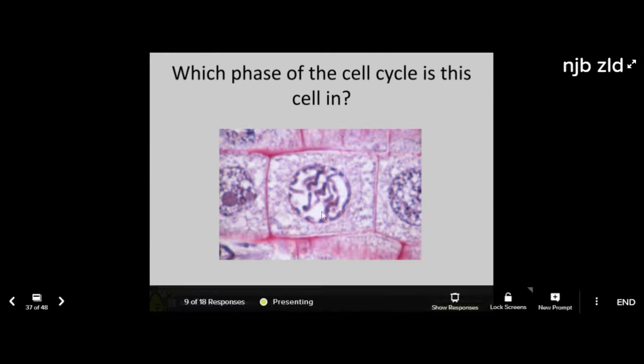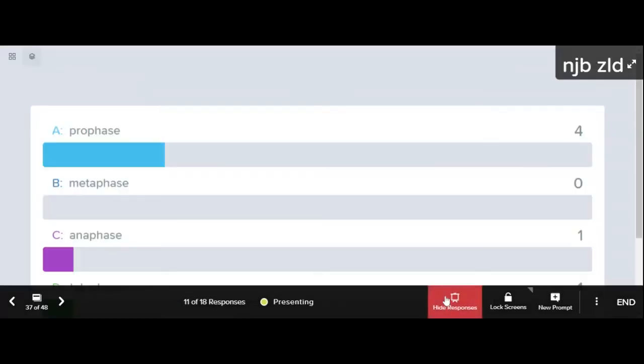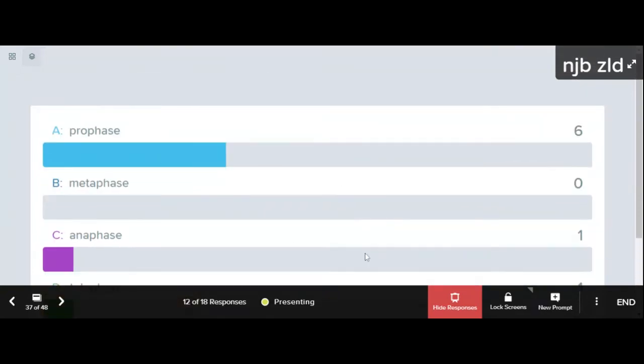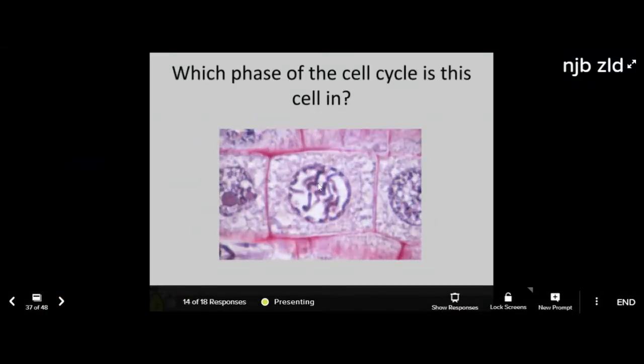All right, what phase is this? Be careful. This is when the chromosomes are becoming available. Prophase. Yes. Why? Because you can see this is all tightly coiled up and starting to become visible. When you see it like this, it's starting to become organized. That is prophase. And you can also tell that the membrane is starting to disappear.